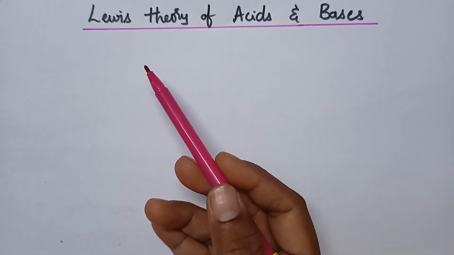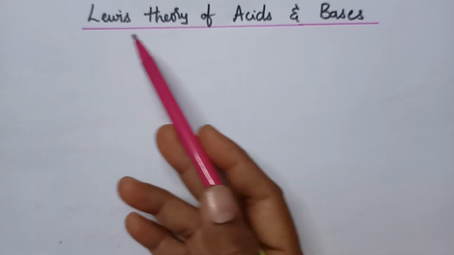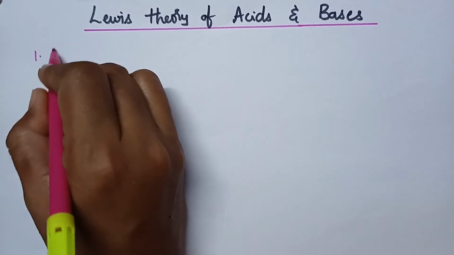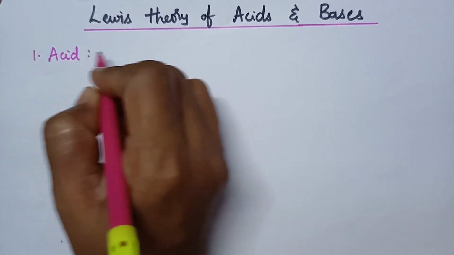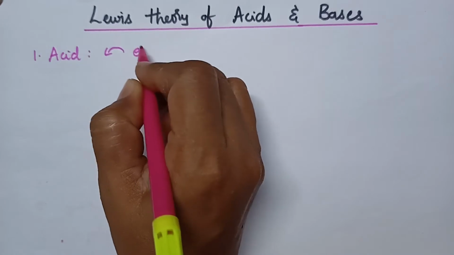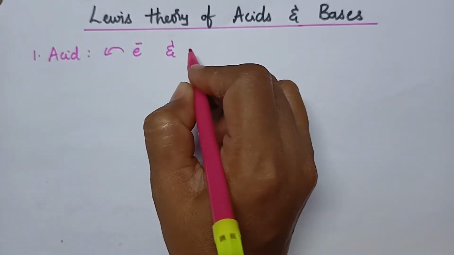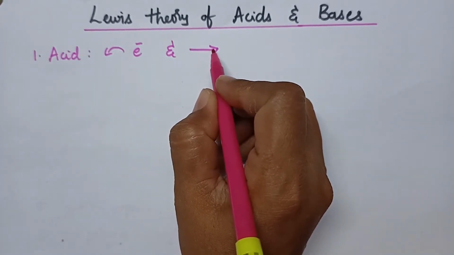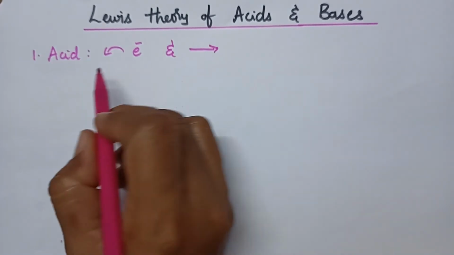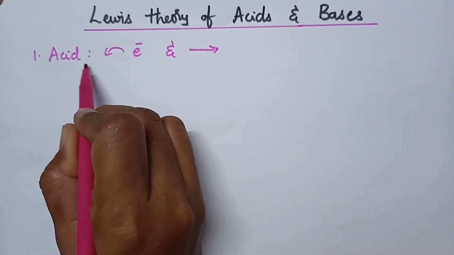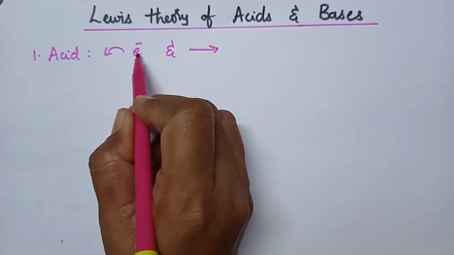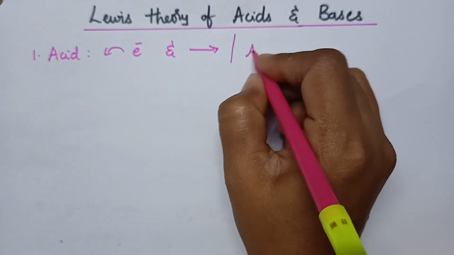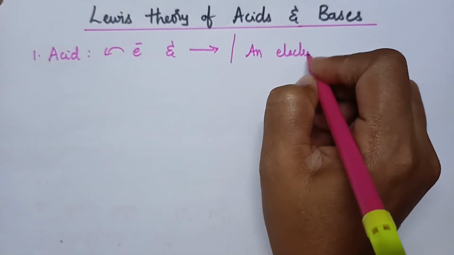In this video, I am going to discuss in detail about the Lewis theory of acids and bases. According to Lewis, an acid is a substance which is capable of accepting an electron pair and forms a coordination covalent bond. Generally, a coordination covalent bond is represented by an arrow. So simply, an acid is a substance which accepts a pair of electrons. That means, in other words, a Lewis acid can be defined as an electron deficient compound.